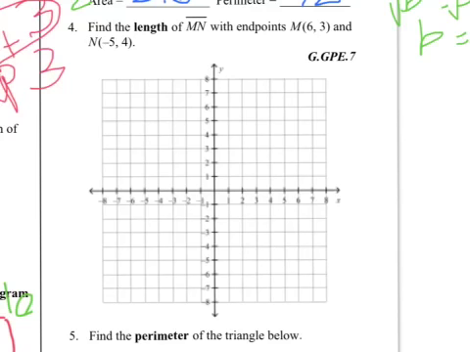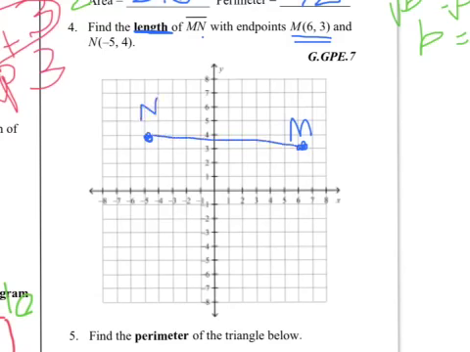In question number 4, they ask us to find the length. That means how long is segment MN. And they gave us the coordinates of M, which is at (6, 3). So I'll plot that real quickly. And N is at (-5, 4). So here's where N is. And they want to know how long that is.